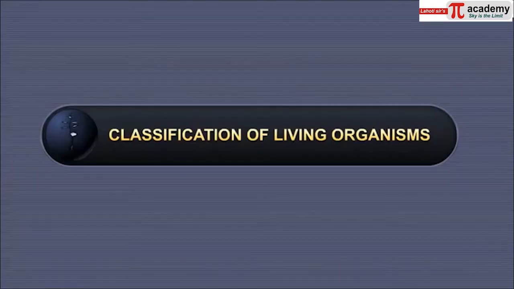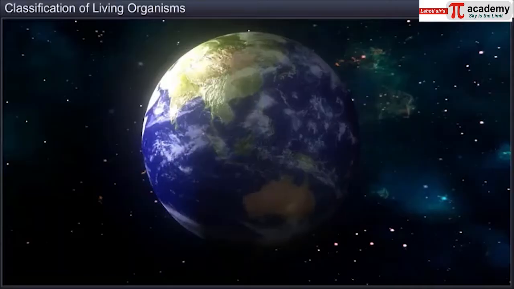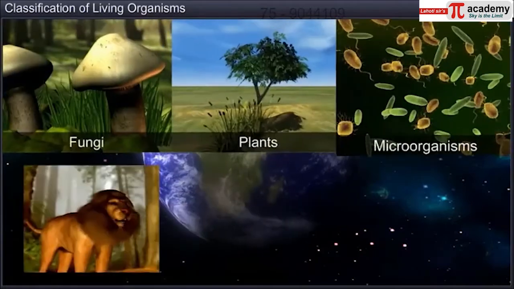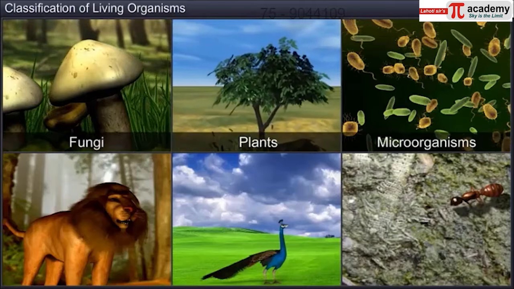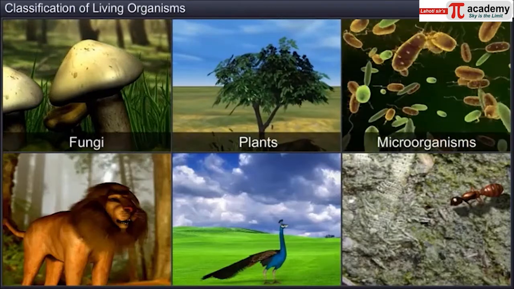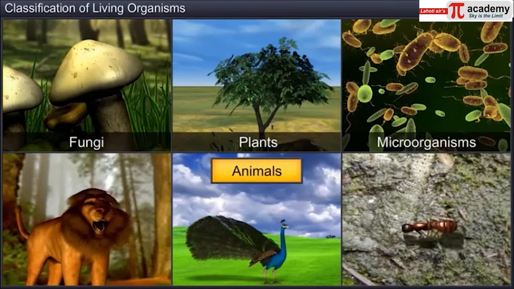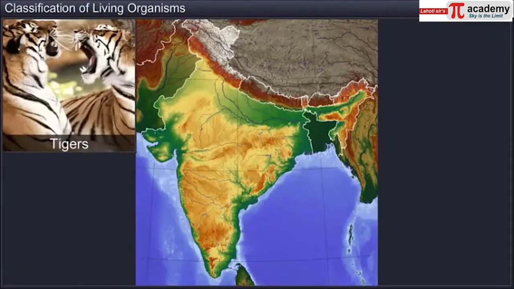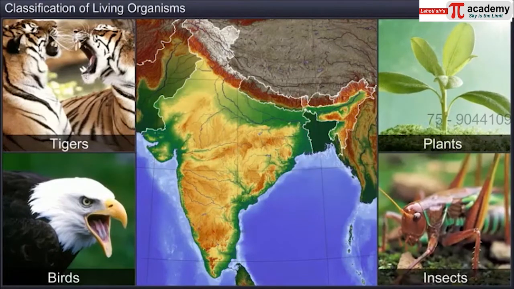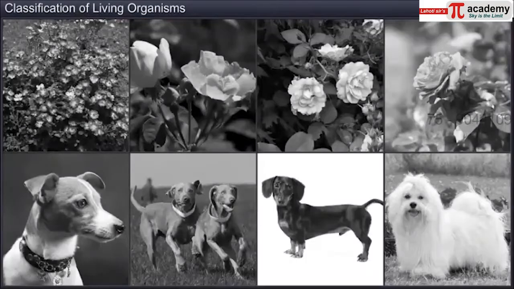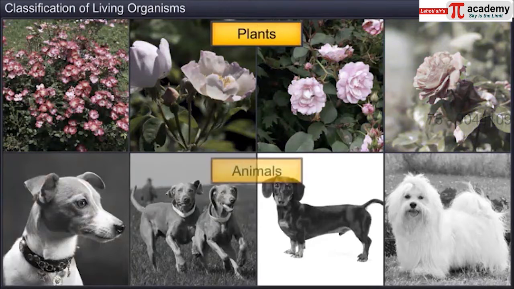In this module, you will learn about the classification of living organisms. Earth is a diverse planet with millions of different types of fungi, plants, microorganisms, and animals. The range and diversity of living organisms increases as we increase the area of our observation. Each different kind of plant, animal or organism represents a species.